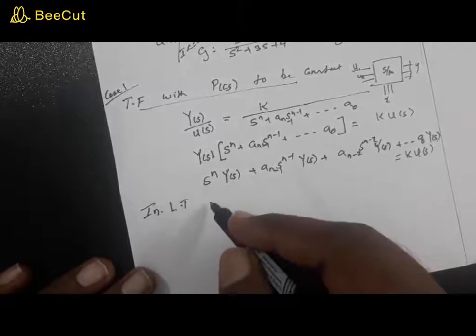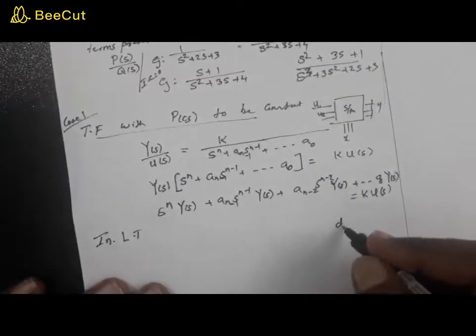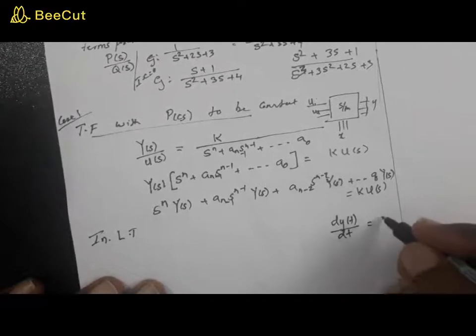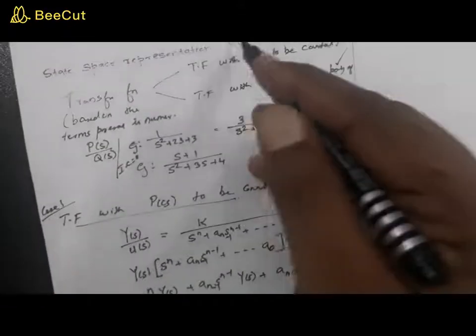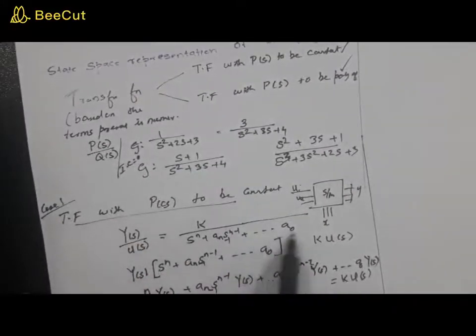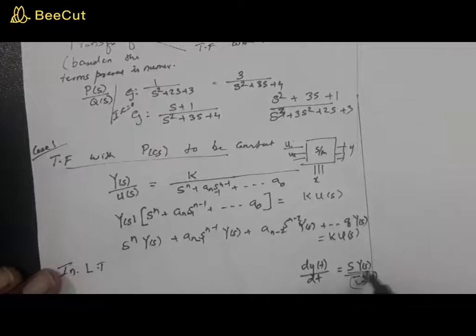When you take the inverse, what is the inverse of s into y of s? Or you can think in this way: what is the Laplace transform of dy of t by dt? It will be s into y of s, and there is minus y of 0. You don't have to consider this because we are dealing with the transfer function, which is derived upon the condition that the initial condition is 0. So you just need to mind about this.